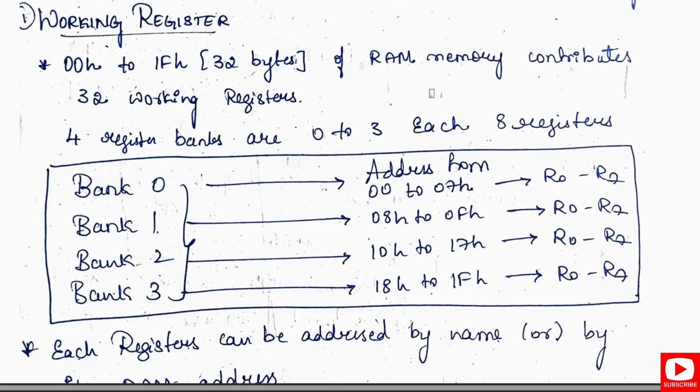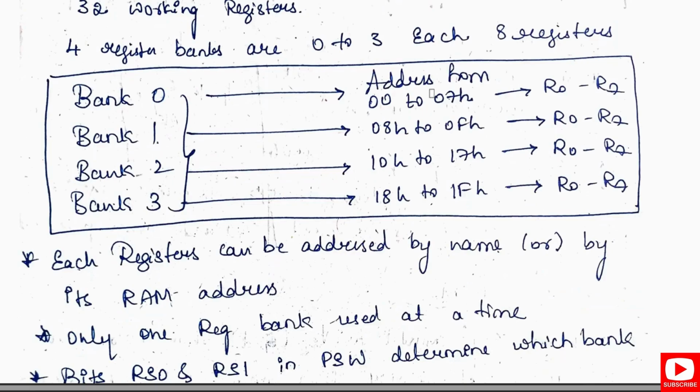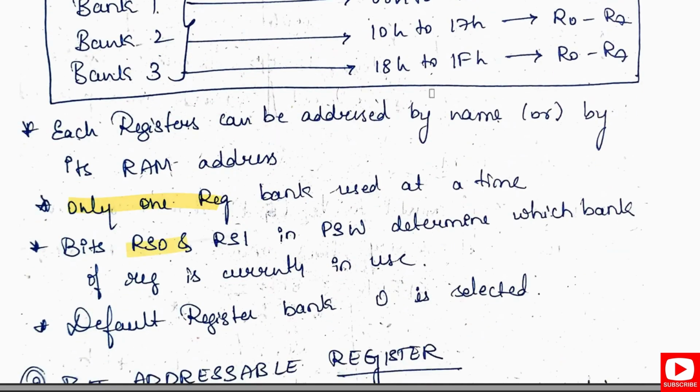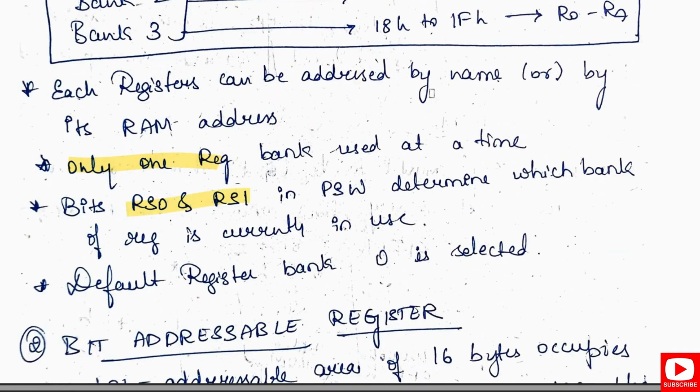Hence, 4 × 8 it is 32. Each register can be addressed by the name or by its RAM address. Only one register bank can be used at one time. And please note this: the bits RS0 and RS1 in the PSW determine which bank of the register is currently being used, as I said previously, based on the combination of those. The default register bank is always bank 0.